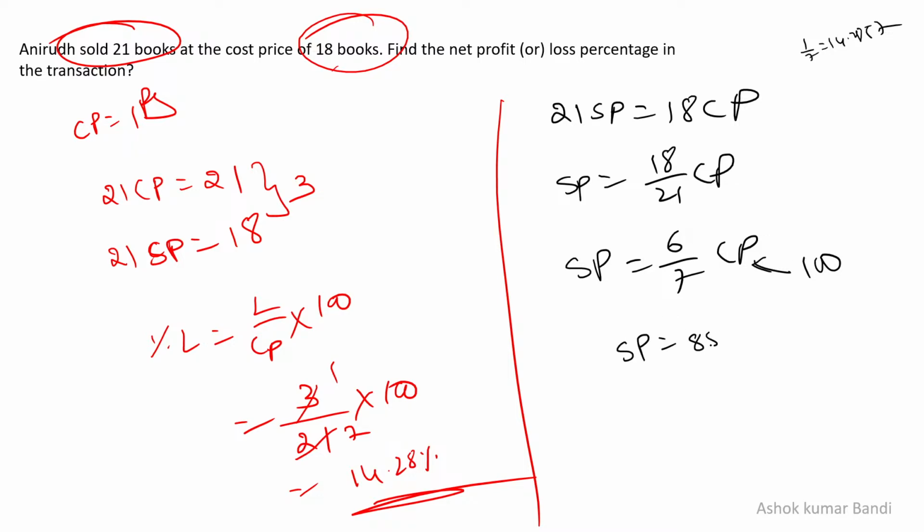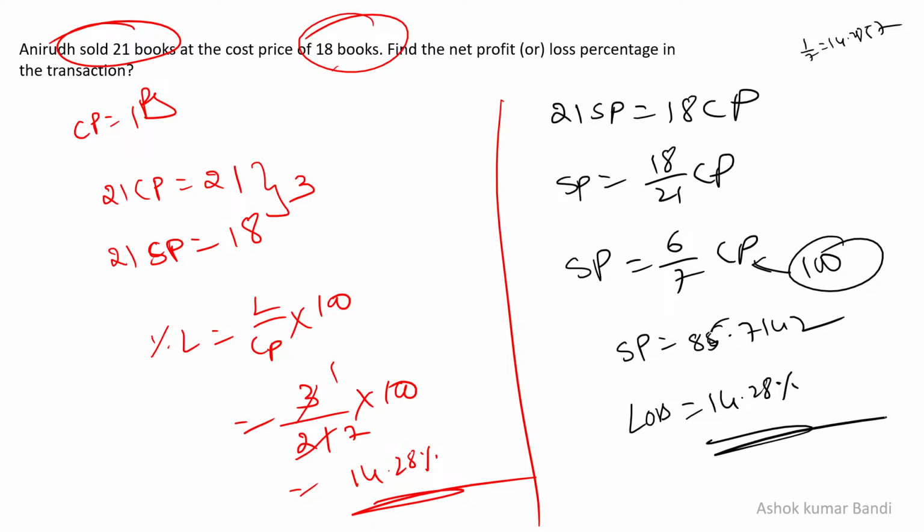You are going to get 85.7142. So your CP is 100, but your SP is only 85 approximately. Then you are going to get a loss of 14.28 percent. Like your CP is 100, but your SP is only 85, so the loss is 14. Write the statement, find out SP in terms of CP. To get the percentage, replace CP with 100 and find out SP. That difference is going to be your loss, 14.28%.